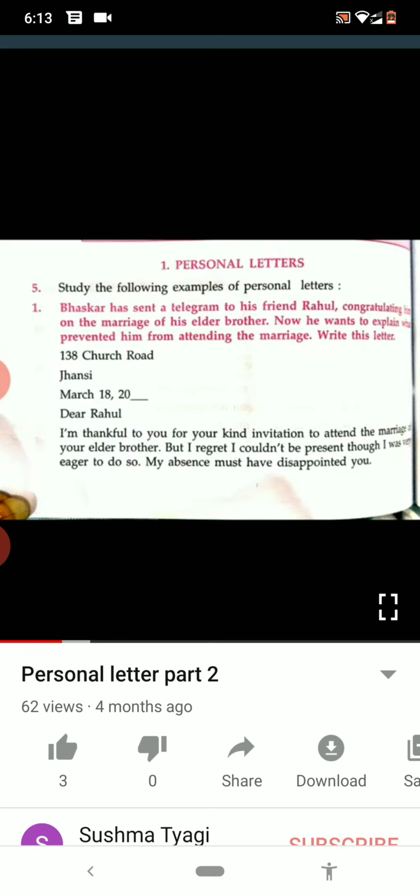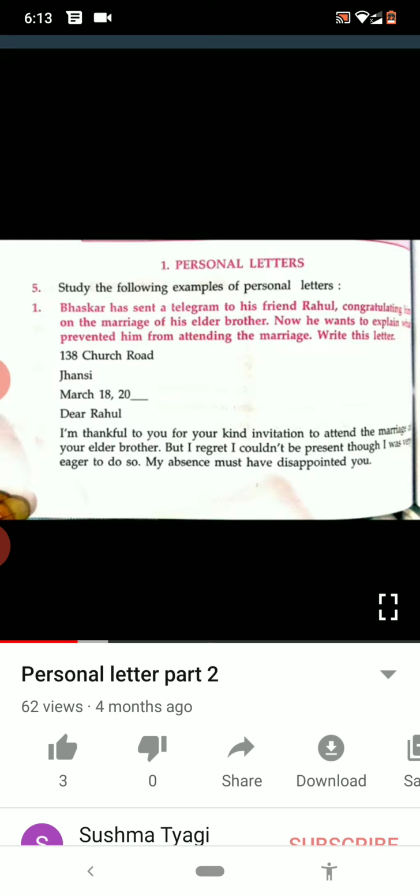Bhaskar has sent a telegram to his friend Rahul, congratulating him on the marriage of his elder brother. Now he wants to explain what prevented him from attending the marriage. Write this letter. So what is the letter about? The letter is about that Bhaskar has sent a telegram to his friend Rahul to congratulate him on the marriage of his elder brother. And now he will explain the reason why he couldn't attend the marriage.